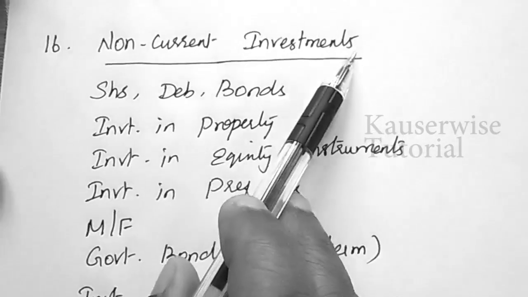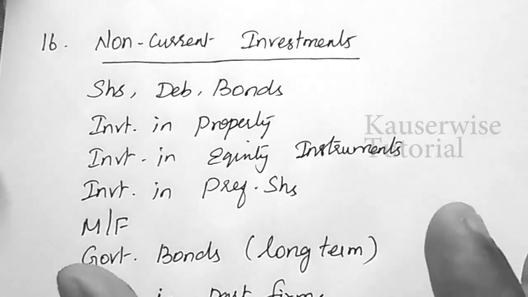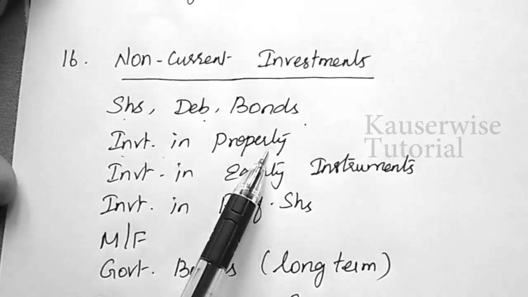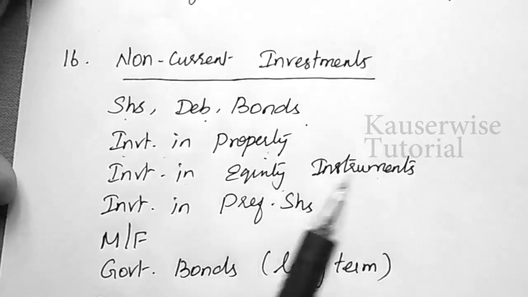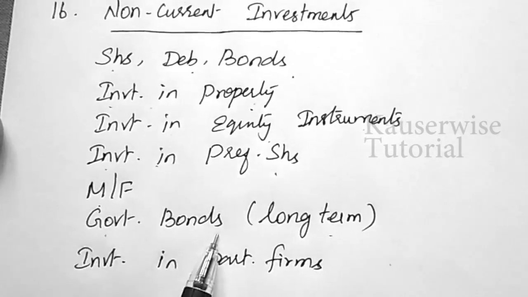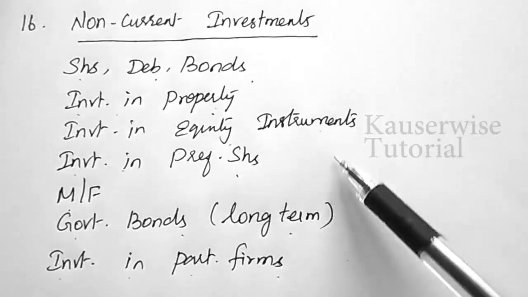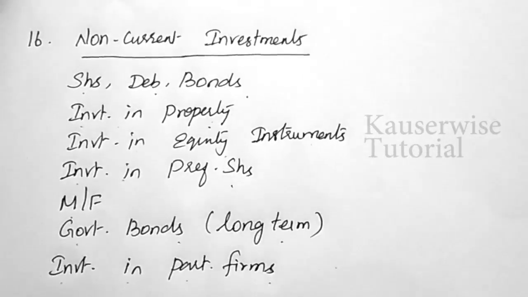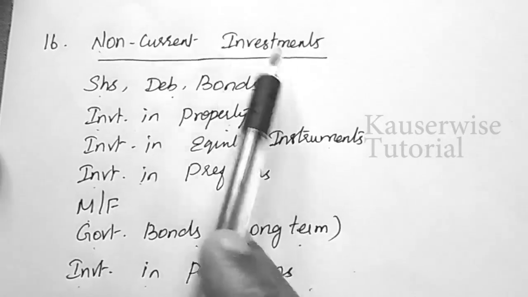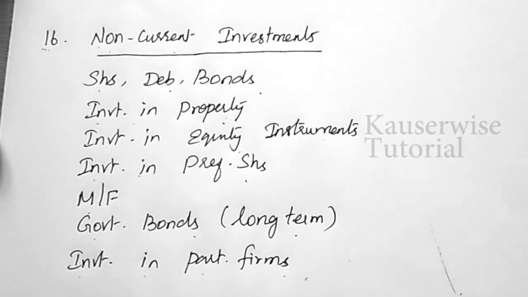Next one is non-current investment. So non-current investments are on a long-run basis. If any amount is invested in other companies, shares, debentures, bonds, investment in property, investment in equity instruments, investment in preference shares, investment in mutual fund, investment in government bonds, that is long term, and investment in partnership firms. So these are all investments made in other companies and shares and securities on a long-run basis. So all these things are called non-current investment. So working note number 16 is non-current investment. The final total amount will be recorded in balance sheet.